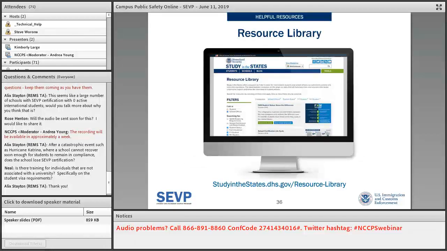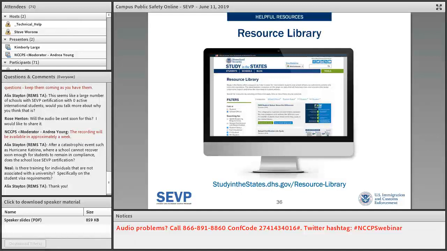Now within Study in the States, you can find our resource library. This is so cool. It has a ton of different one-pagers in there. You can print them off in either color or grayscale, and they have all different kinds of infographics. You've got information on record keeping and reporting, which is something we've talked a lot about during this webinar.